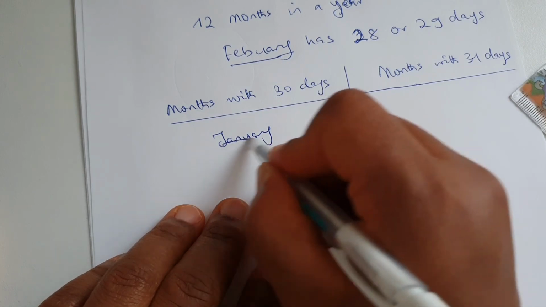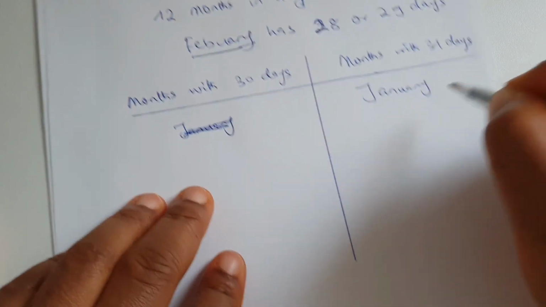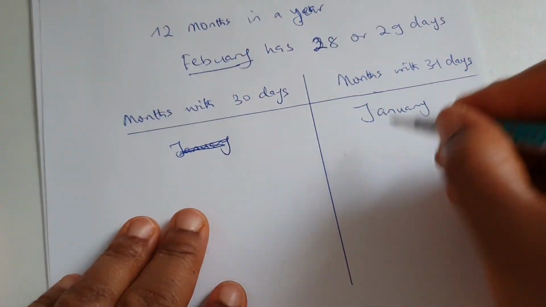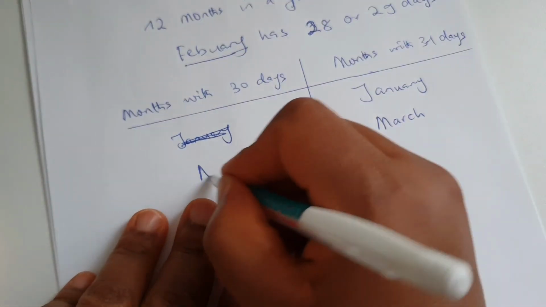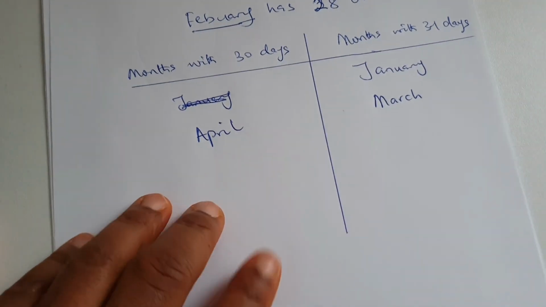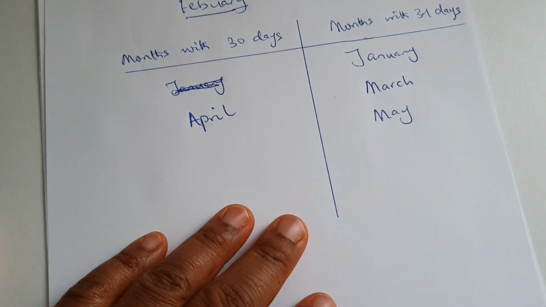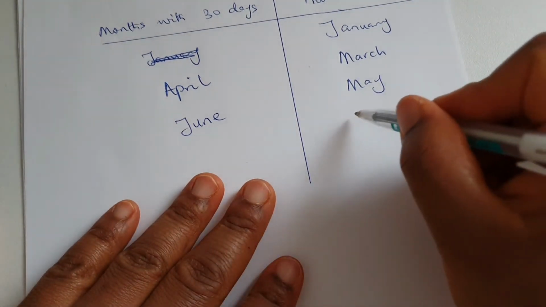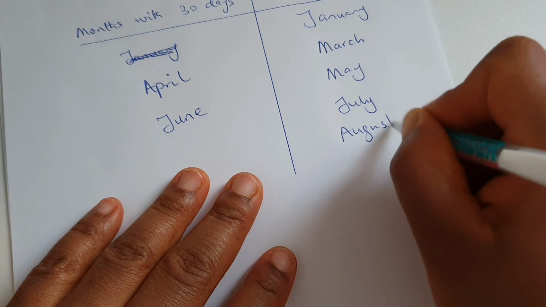So January, the first month, has 31 days. February, it has 28 or 29 days, as said earlier. March has 31 days. April has 30 days. May has 31 days. June has 30 days. July has 31 days. August has 31 days.